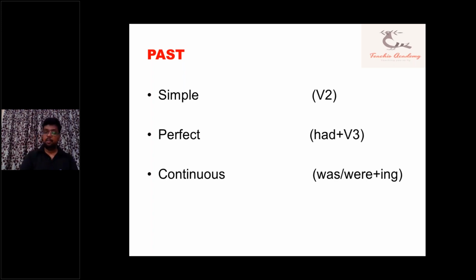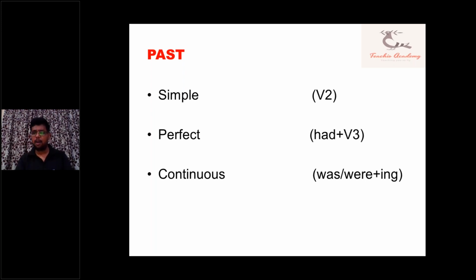Now, how do we recognize if a sentence is in the past continuous? Was, were plus ing. I was doing my work. I was playing badminton. Was plus ing. You see, was plus ing, it is past continuous.